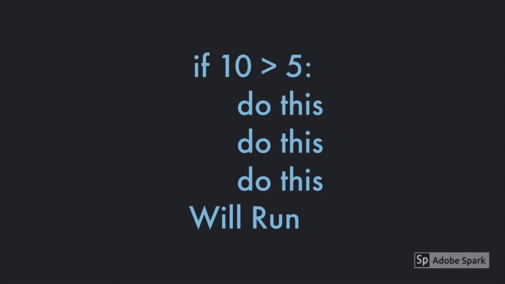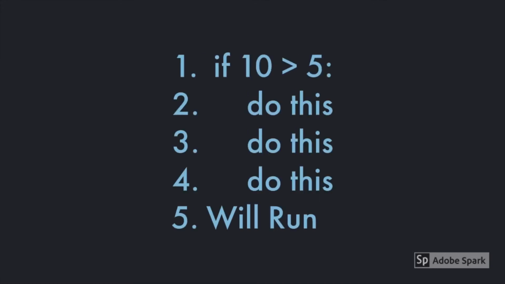Next, we need to add a tab right in front of the do this command. This is how Python will know how many lines of code to run underneath the if statement. Every single line that has a tab and that is under the if command, the program will run. In this case, if 10 is greater than 5, it will run lines 2, 3, and 4. Line 5 will run regardless of the if statement because it doesn't have a tab in front of it.